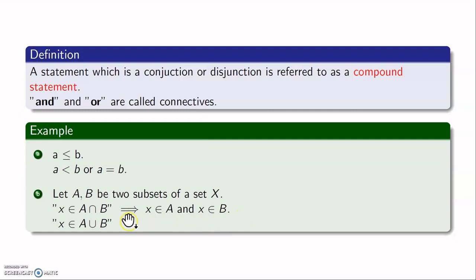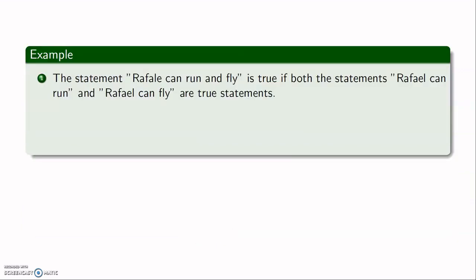In the same way, x belongs to A union B. This can be written as x belongs to A or x belongs to B. Here the two statements are combined using the word or, and hence this statement is a disjunction. I hope that's clear.